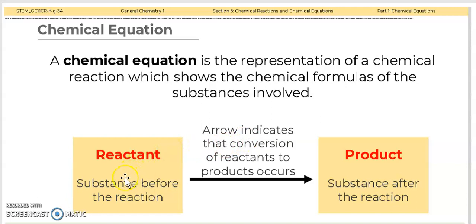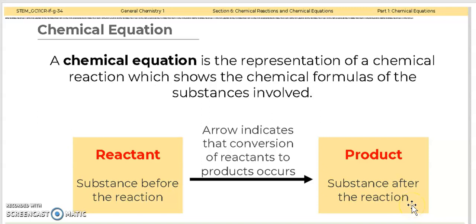A chemical equation is the representation of a chemical reaction which shows the chemical formula or formulas of the substances involved. As shown in the diagram, a chemical equation consists of reactants and products. Reactants are the reacting substances before a reaction takes place. Products, on the other hand, are the substances generated after the reaction takes place.